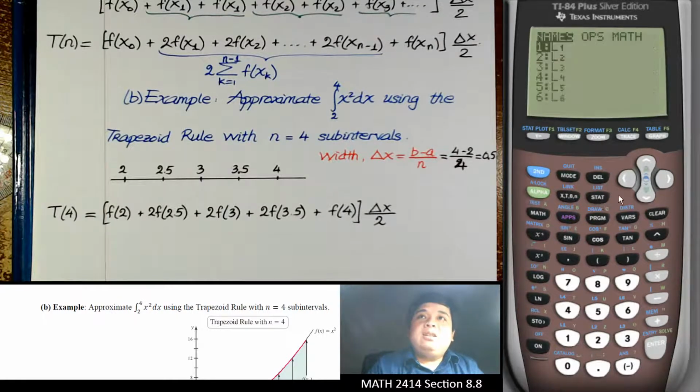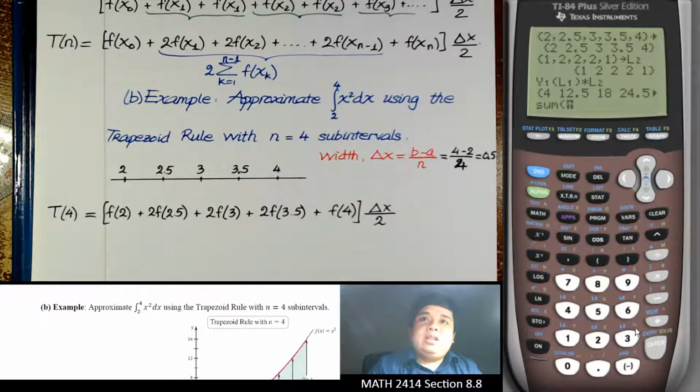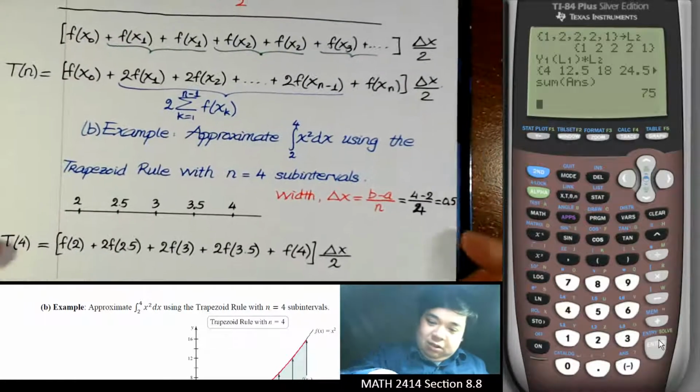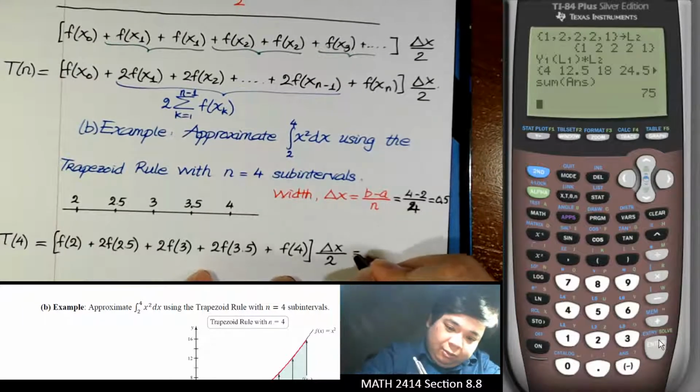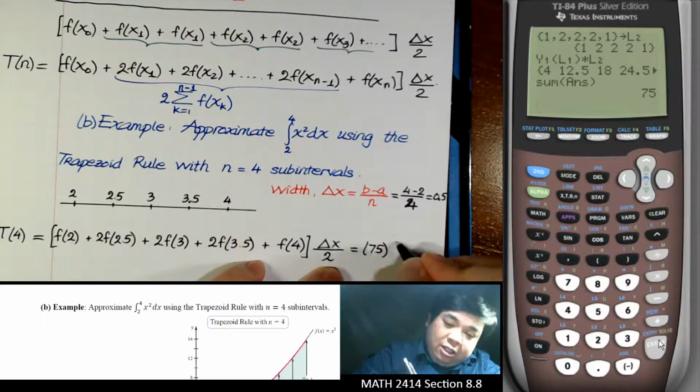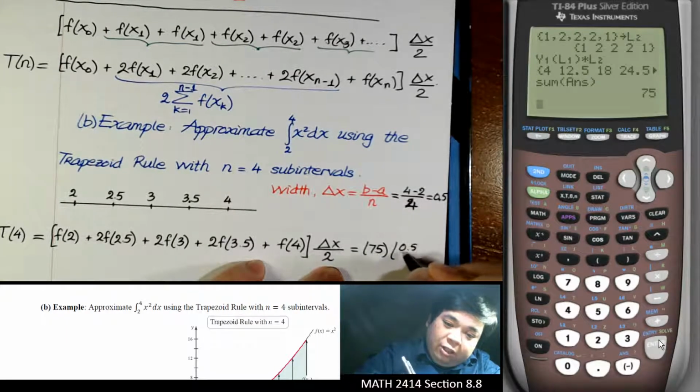Second stat, go to math, option number 5, second answer. We have 75. I'm going to write out the step actually. Delta x 0.5 divided by 2.